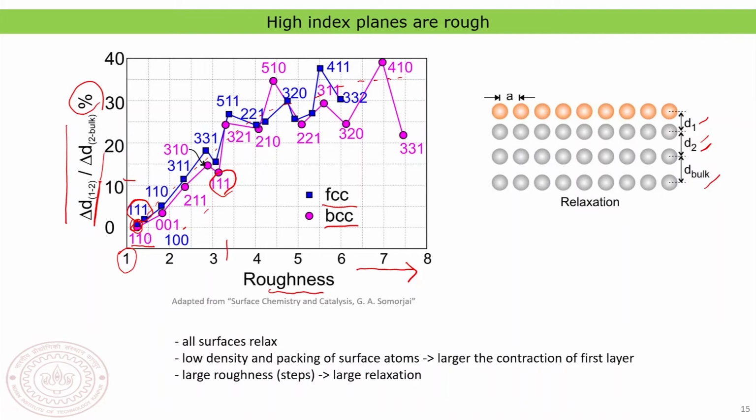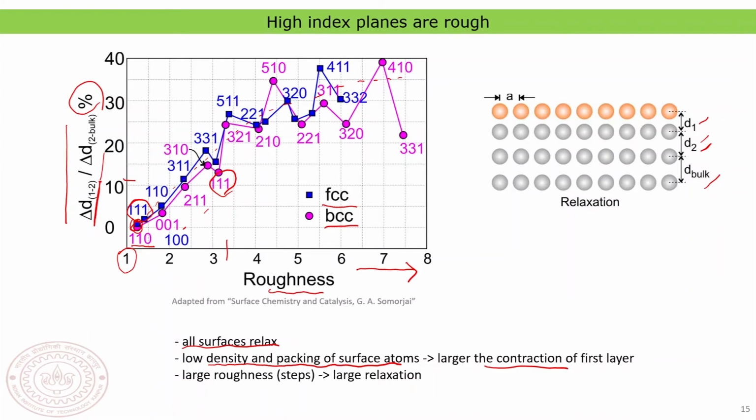One can do this exercise by taking any type of surface you like, but what I would like to show you here in summary is that in general the roughness increases, the relaxation increases, and it also shows you that all surfaces are relaxing. When the surface has the lowest density packing of surface atoms, you will have a larger contraction of the first layer.